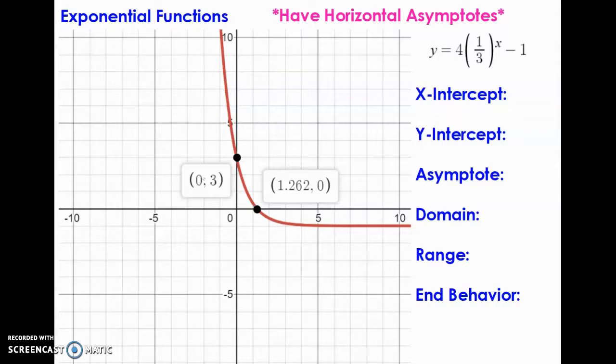Here we go. The x-intercept, like we always have known, is when my graph touches the x-axis. That is going to be at that point 1.262, 0. Our y-intercept, same thing, but when it touches the y-axis now. So that would be at the point 0, 3. If it didn't intercept or touch, we would put none.